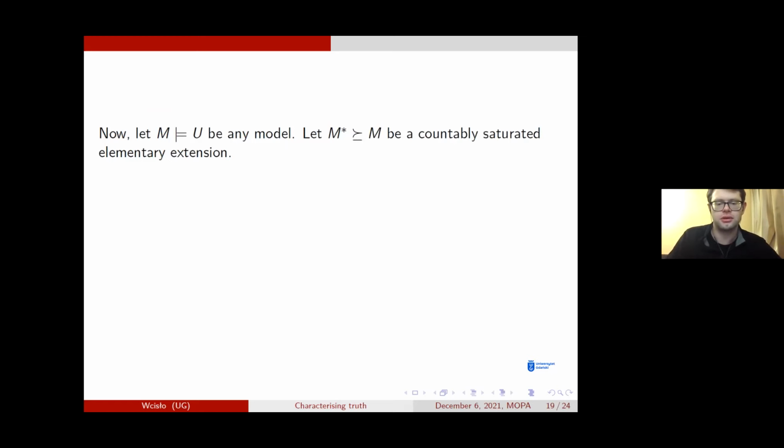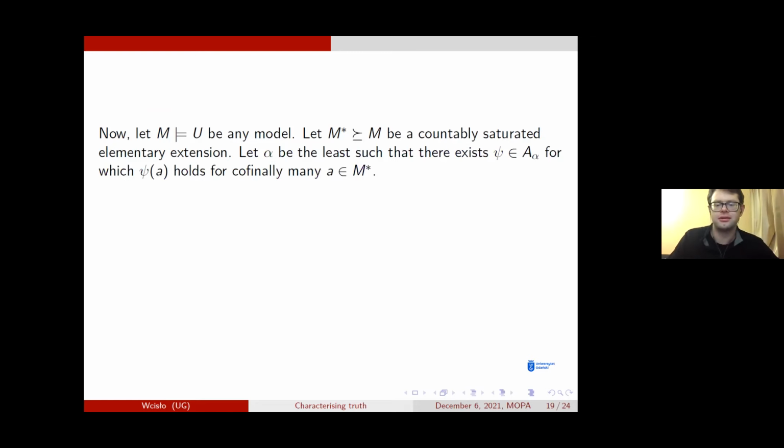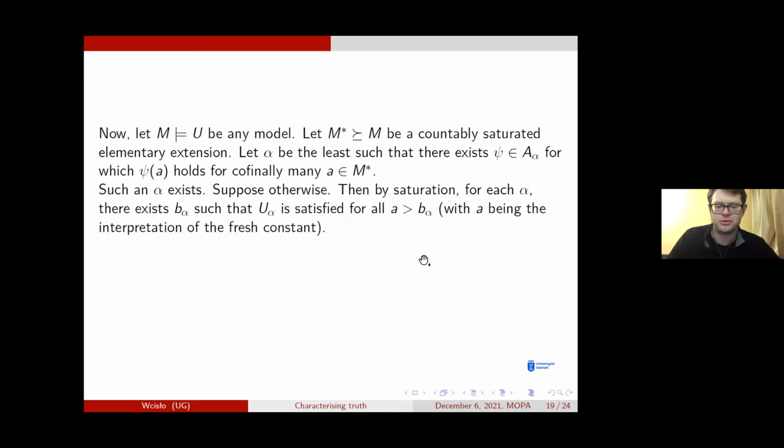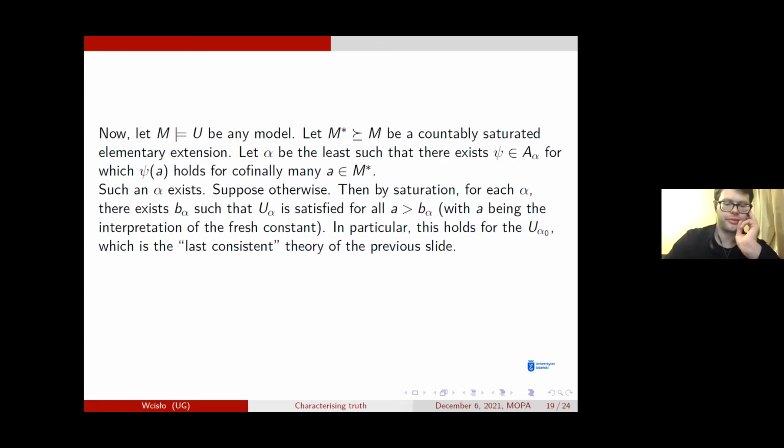Now you take any model. I know how little time I have. You take its countably saturated elementary extension, so you saturate it. Take the least alpha such that one of those simple reasons holds cofinally. We claim that it exists. If it doesn't, then by saturation each of those theories U alpha has to be satisfied, right? No psi alpha exists from some point on. There are only countably many such psi alphas at each of those steps. So from some point on, only the negations of psi hold.